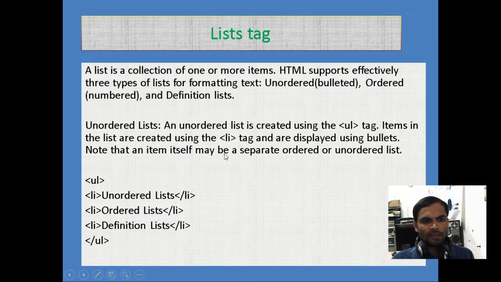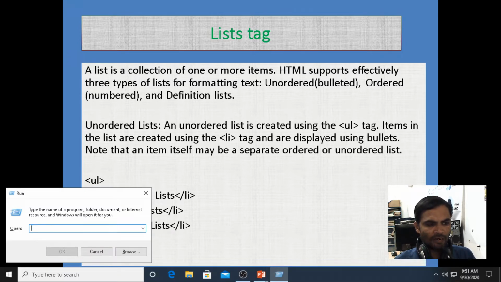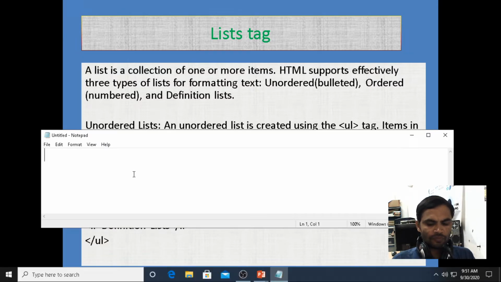Items themselves may be an ordered or unordered list. If you are using an unordered list, under it we have a collection of items. For your understanding, we are going for an example. Now we are opening the notepad. In the notepad, we are typing the program.